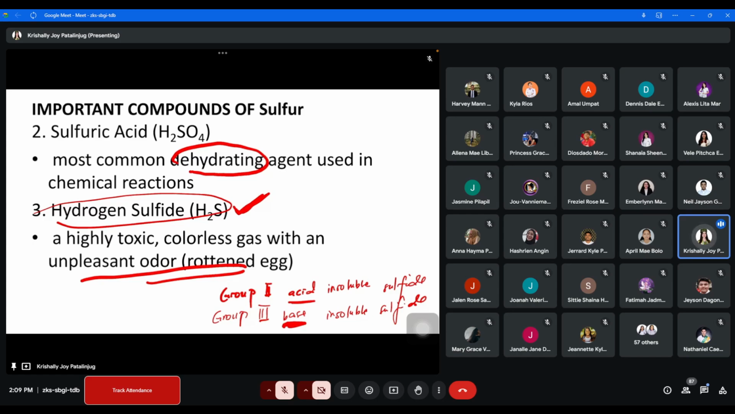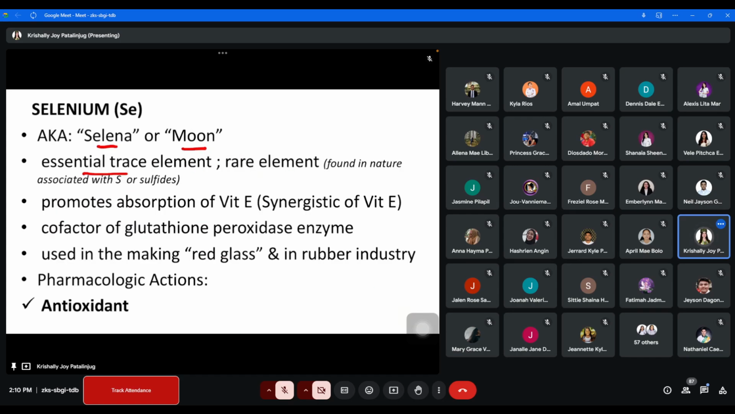Okay, the third element under group 6, we have selenium. Selenium is also known as selena, moon, essential trace element in our body. Kumbaga, important siya sa katawan in small amounts only. Rare element found in nature, and it could be available, present, existent siya in nature, associated with sulfides, sulfur sulfides.